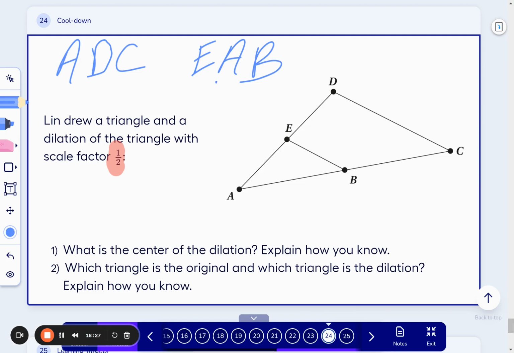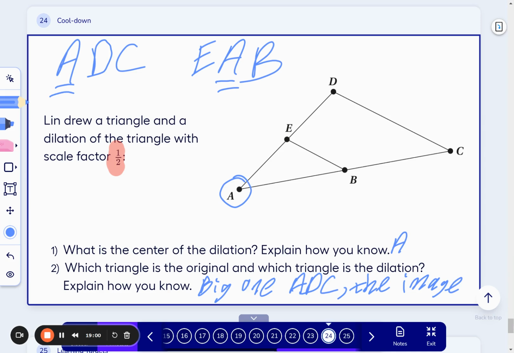So what's the center of dilation? What letter didn't move? What letter's in both? A. It didn't move, it's in both triangles, and it did not move. So that's your center of dilation. Which triangle is the original triangle? The original triangle, the big one, ADC. And which triangle is the dilation? So the image is AEB. That's the image.